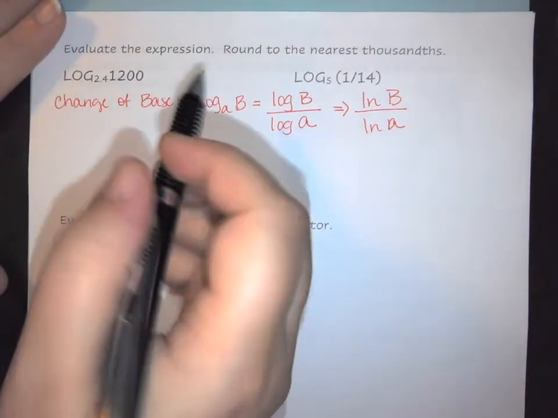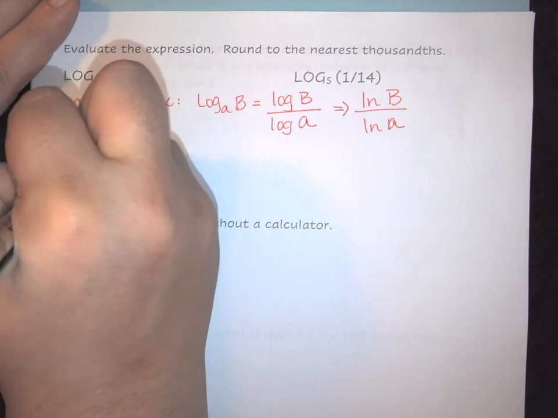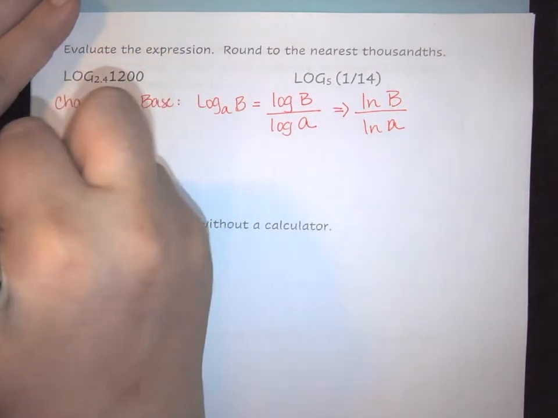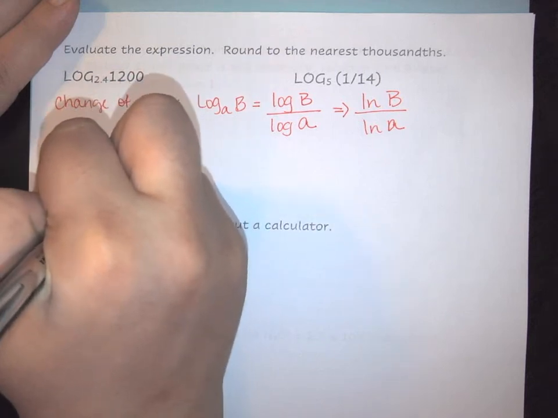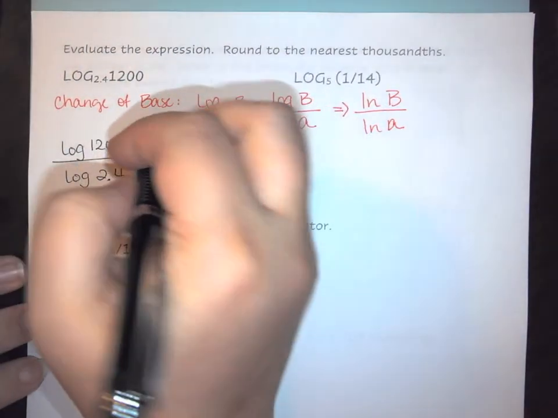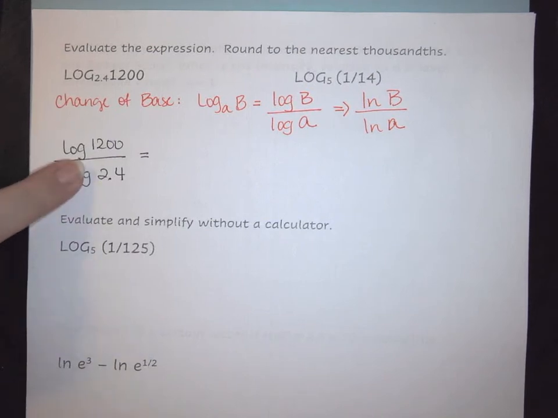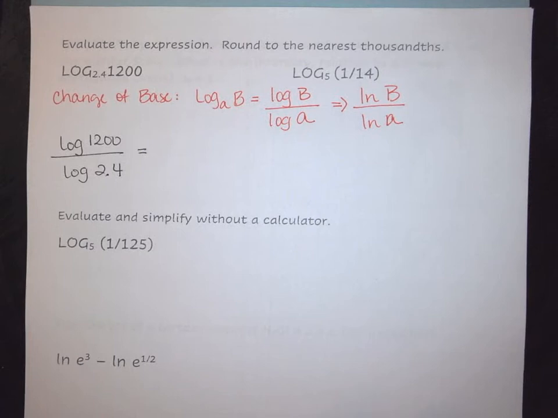So for this first one, to use change of base, we would simply evaluate the log of 1200 divided by the log of 2.4. And you would use your scientific calculator for this. You would use your log button. And one of the rules that you always have to remember is if you don't have a base written, it's called common log. It means the base is actually a base of 10.